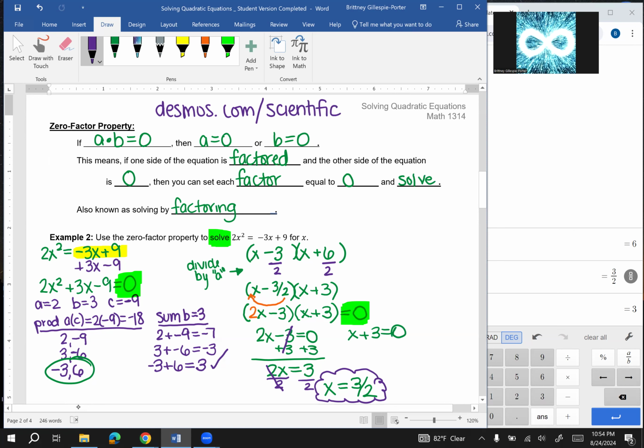All right, we're not done because our highest exponent was 2 and we only found one answer. Still need to find the second. We had x plus 3 equal to 0, so we need to subtract 3 from both sides of our equation. Left-hand side, the threes cancel, and we find out that x is equal to -3. Remember, the highest exponent in your equation is how many answers you should have when you're done solving.